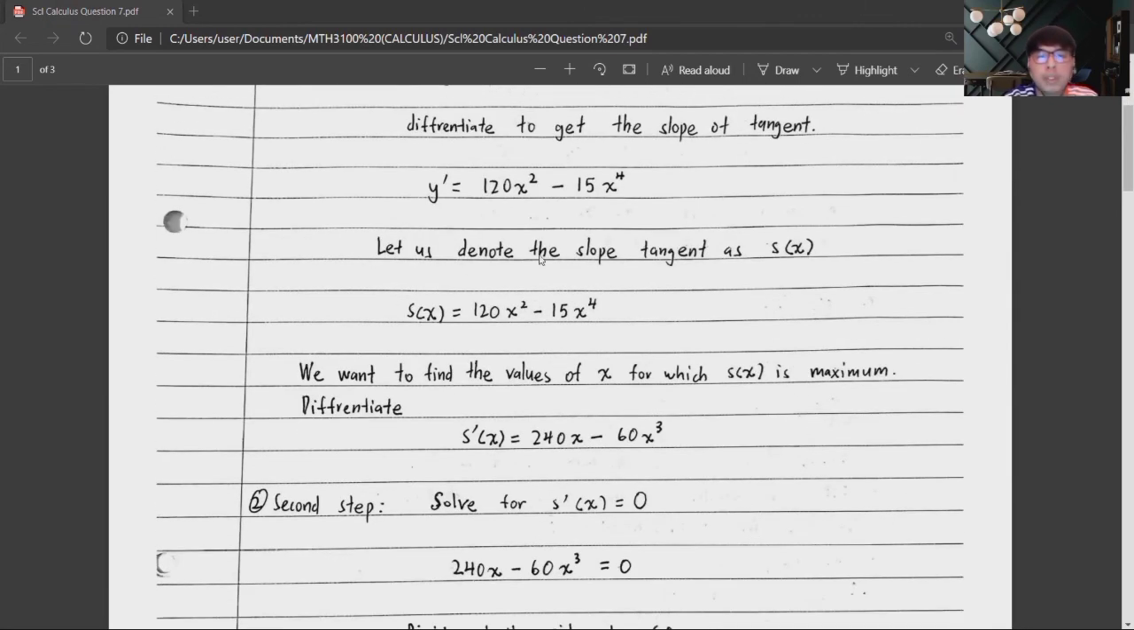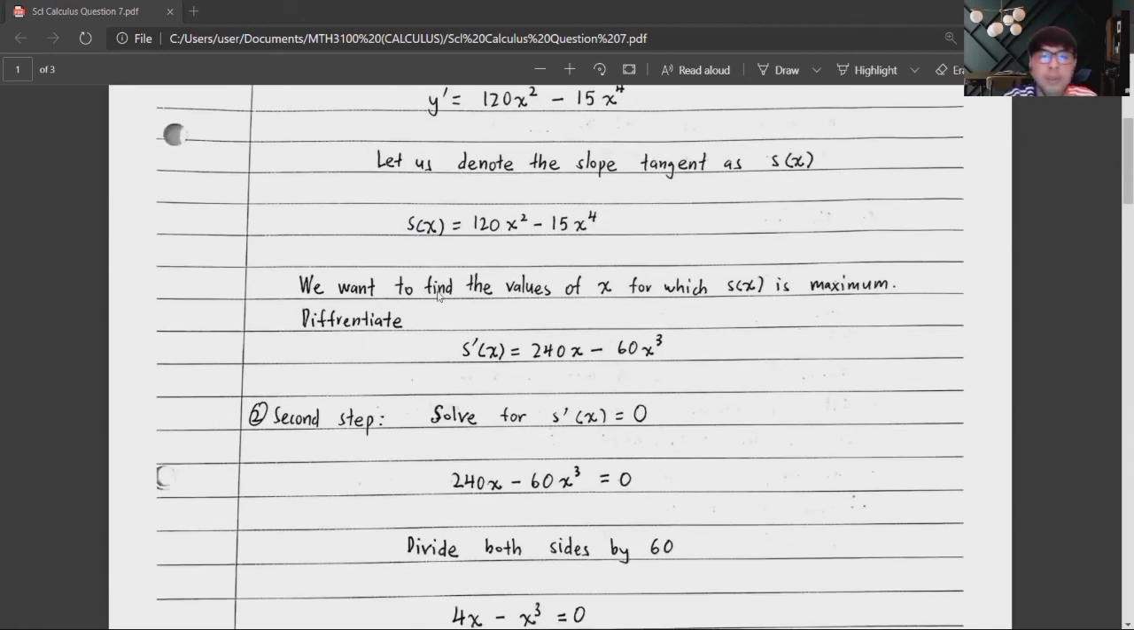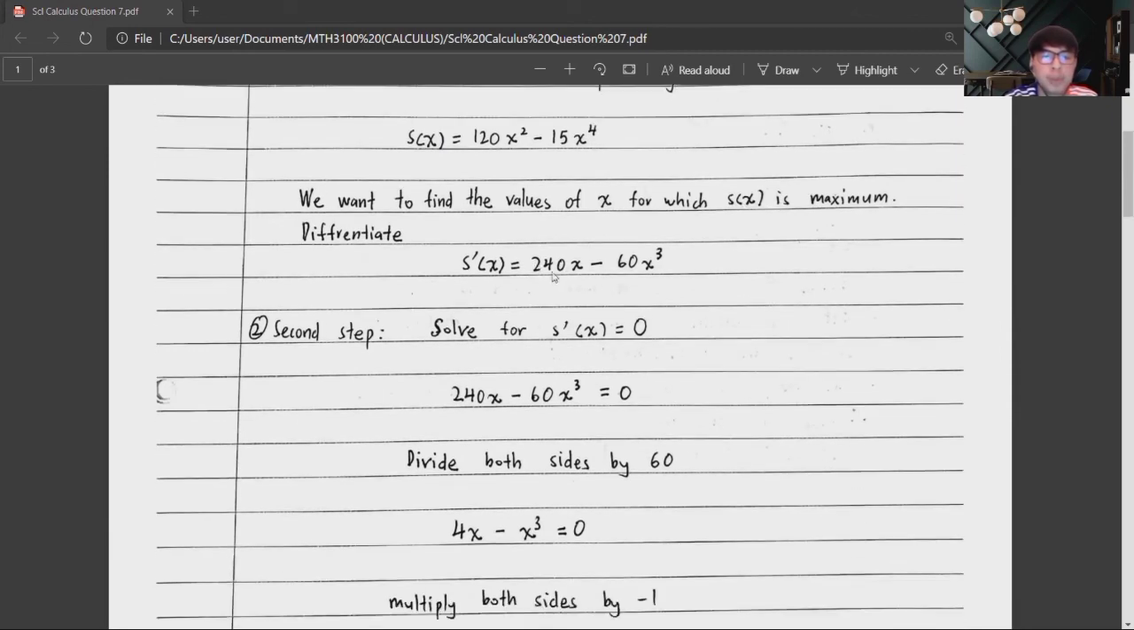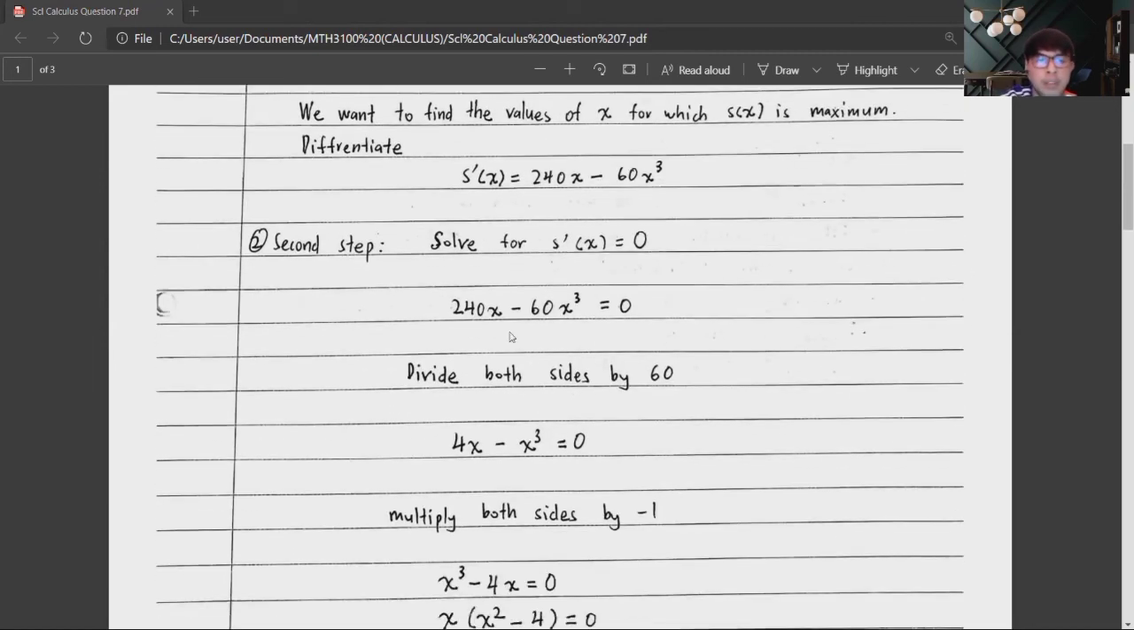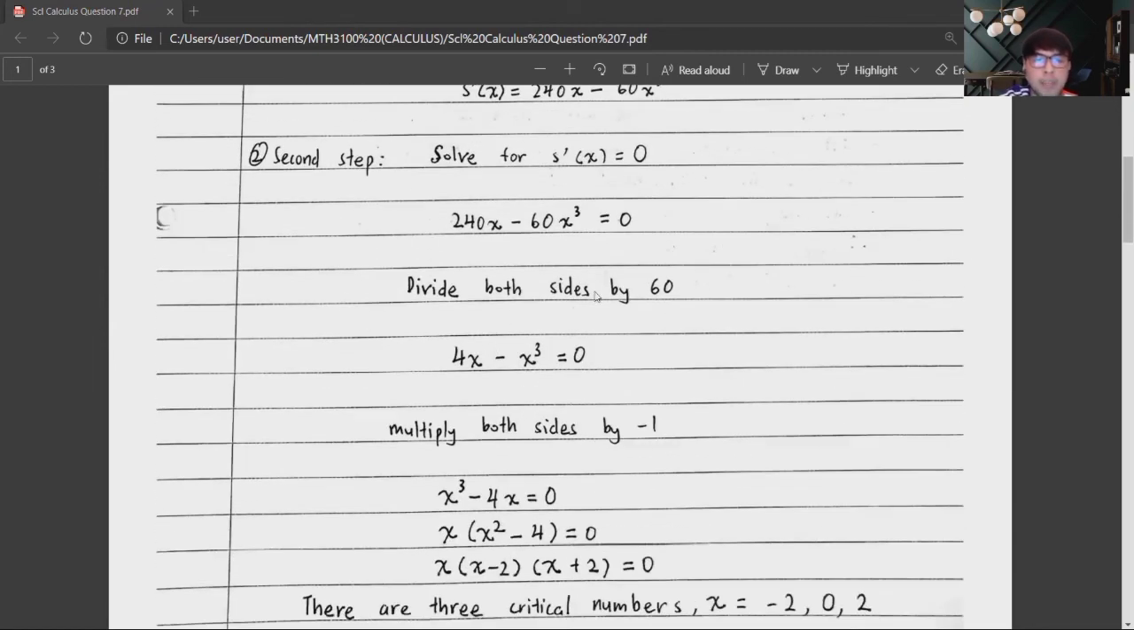So we will denote the slope of the tangent as S(x). We will be finding the value of x for which S(x) is maximum. So we differentiate it and we get 240x minus 60x to the power of 3. The second step is to solve for S'(x) equal to 0. After that, we divide both sides by 60, so we get 4x minus x to the power of 3.